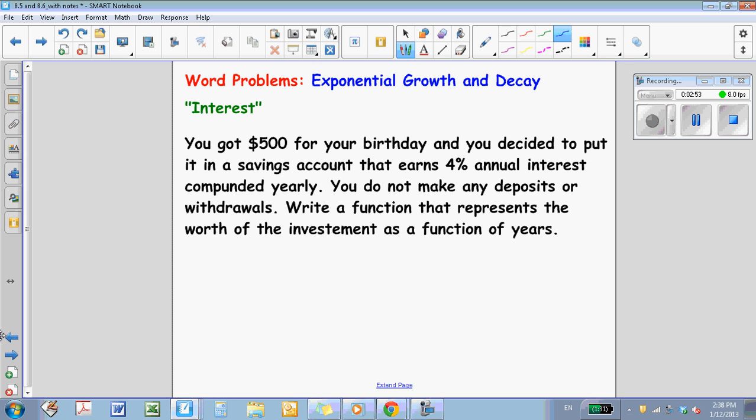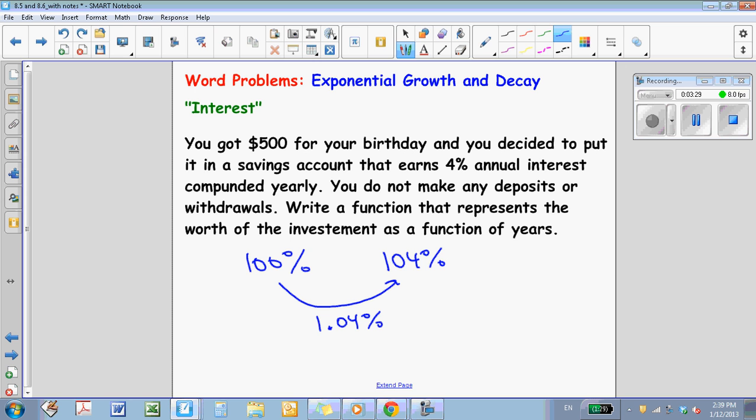In this word problem, we have $500 that you got for your birthday, and you decided to put it in a savings account that will earn 4% annual interest compounded yearly. That just means that at the end of each year, you get 4% on top of your investment. So first you have 100%, right? So that's your $500. And then you're going to get an extra 4%, so you're going to get 104%. So what would we have to multiply by if we go from 100 to 104? We're going to multiply by 1.04.